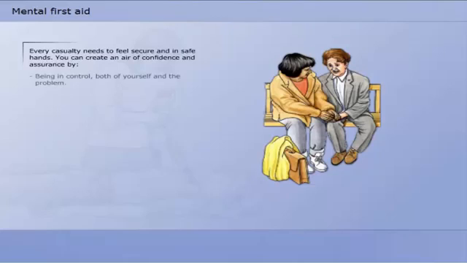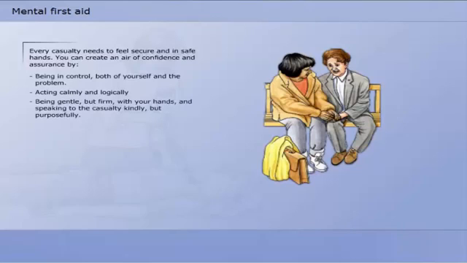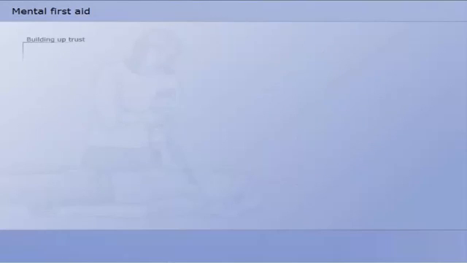Every casualty needs to feel secure and in safe hands. You can create an air of confidence and assurance by being in control, both of yourself and the problem, acting calmly and logically, being gentle but firm with your hands, and speaking to the casualty kindly but purposefully.